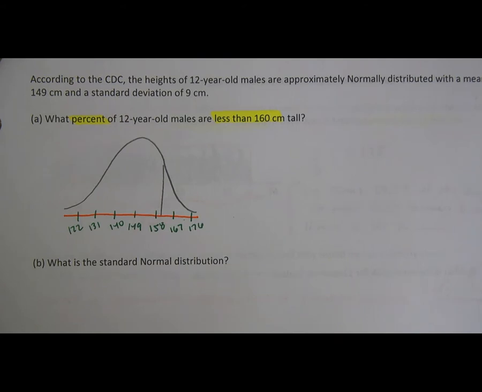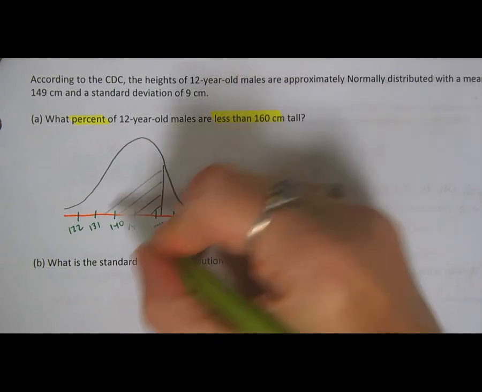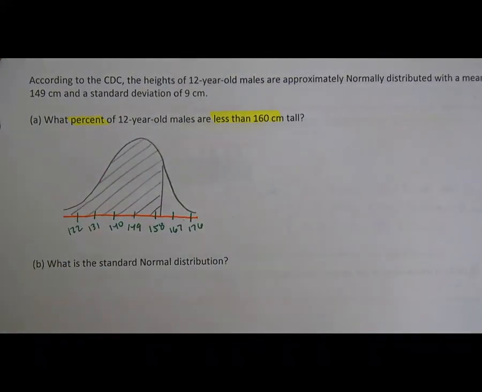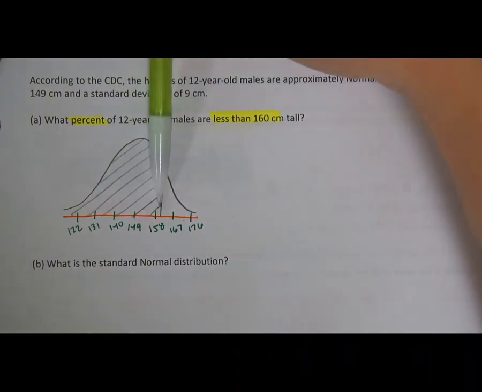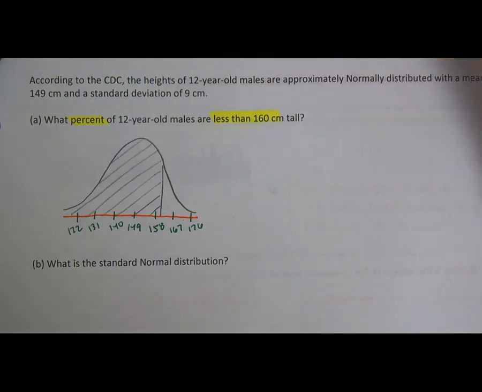Which way would I shade for less than? Okay. Our empirical rule is not going to help us. Now, I can estimate. I do know that my answer should be well over 50%, right? You can see that that shaded region is more than half.